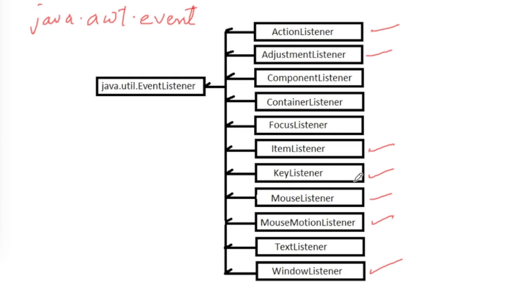For handling any event, you have to define your own class that is implementing any one of these interfaces. In a class, you can implement more than one interface also. So you have to define a separate class which is handling the event, and that must implement the interface for which you are handling an event. So let us look at the interfaces and their methods.